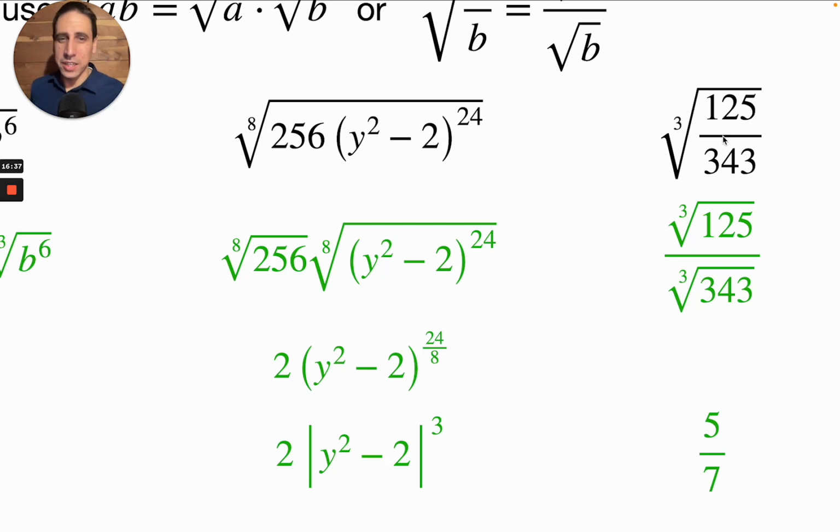Let's go into fraction land. We've got a cube root of a fraction. That's going to be the cube root of the numerator over the cube root of the denominator. Splitting them up makes it a lot easier to think about. The cube root of 125, what number times itself 3 times is 125? That's 5. What number times itself 3 times is 343? That's 7. And the answer is 5/7.